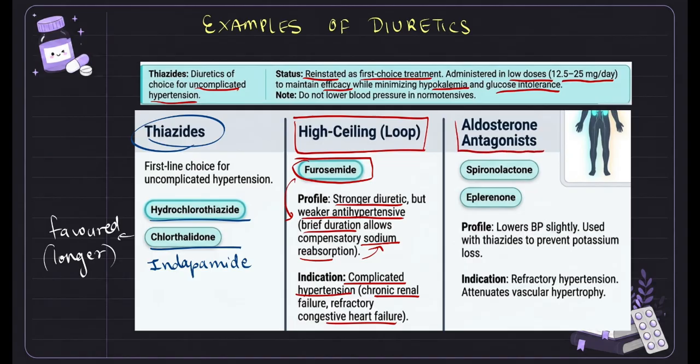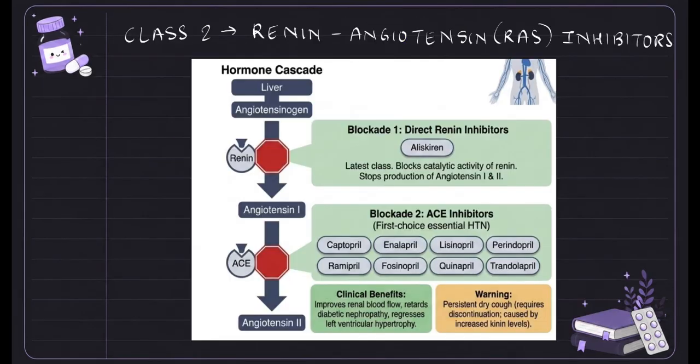Then we have aldosterone antagonists. These include spironolactone and eplerenone. They lower blood pressure slightly, but they're crucially used alongside thiazides. They beautifully prevent that dangerous potassium loss. We flow seamlessly from fluid volume directly to the hormone cascade.